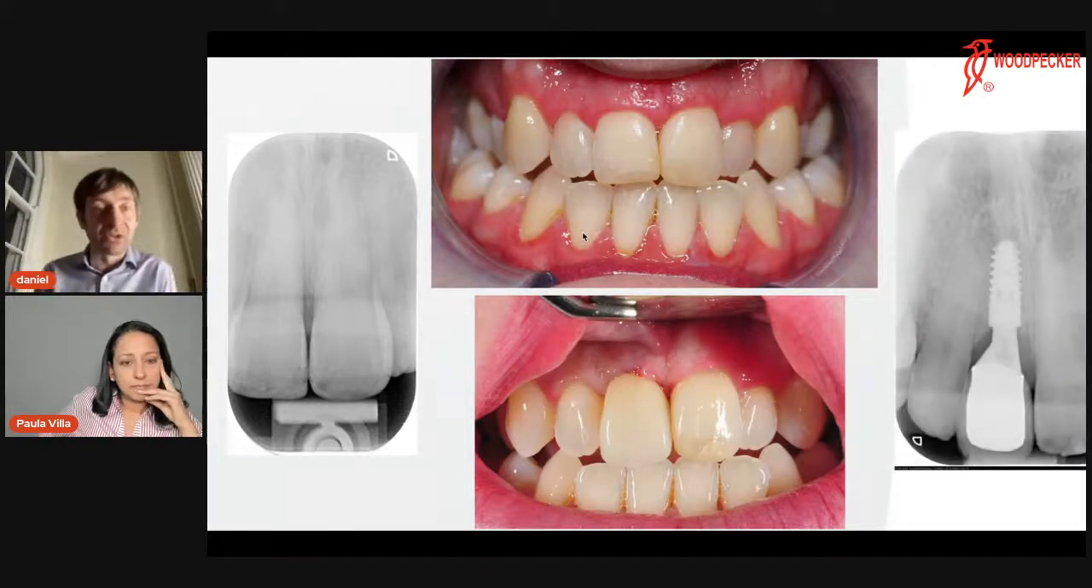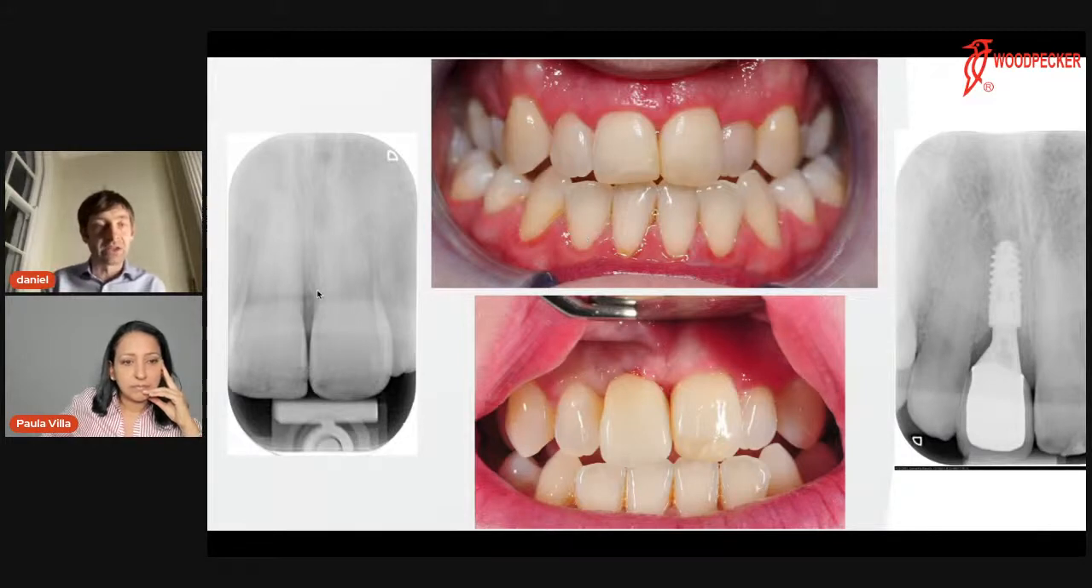Now, the problem if you skip all those steps and jump into implant treatment very early, especially on young patients, is that aesthetically, it's always more difficult to get a really nice aesthetic result with prosthetic replacements rather than the natural tooth itself.